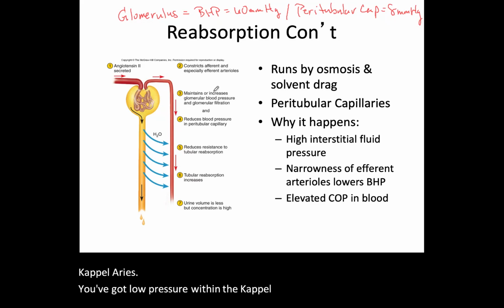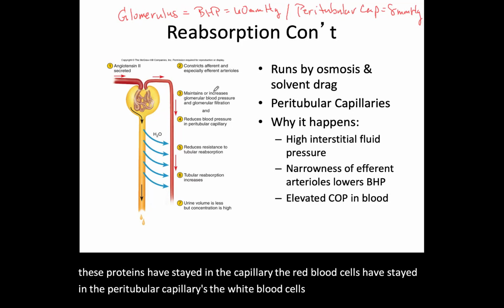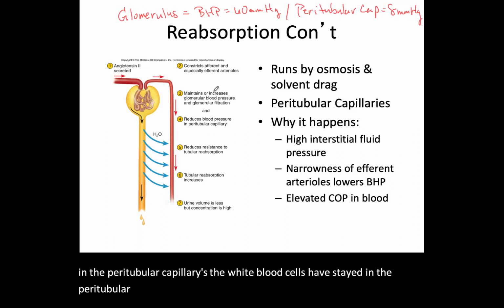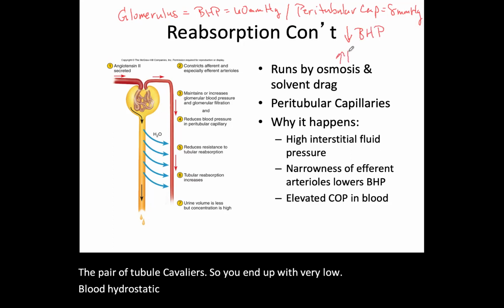Now remember, all of these proteins have stayed in the capillary. The red blood cells have stayed in the peritubular capillaries. The white blood cells have stayed in the peritubular capillaries. Large, negatively charged molecules have stayed in the peritubular capillaries. So you end up with very low blood hydrostatic pressure, but you end up with extremely high colloid osmotic pressure.